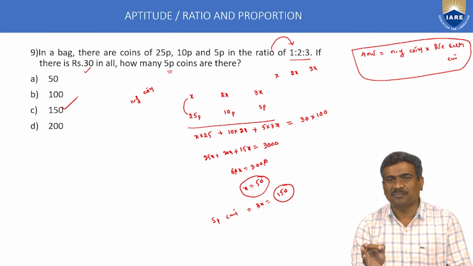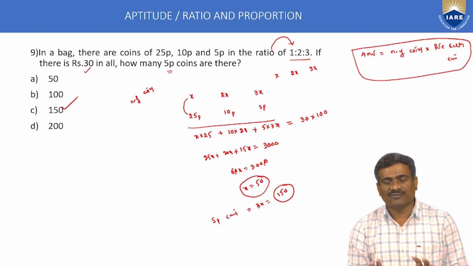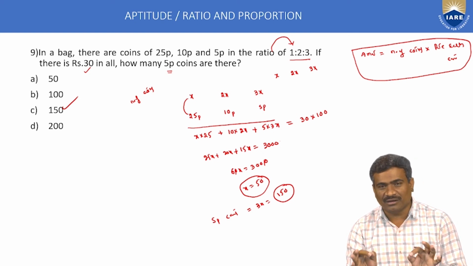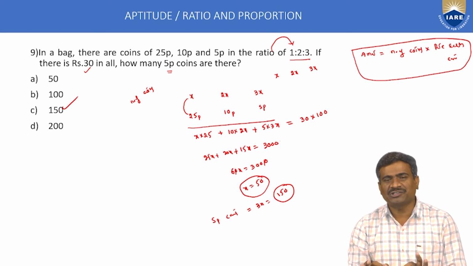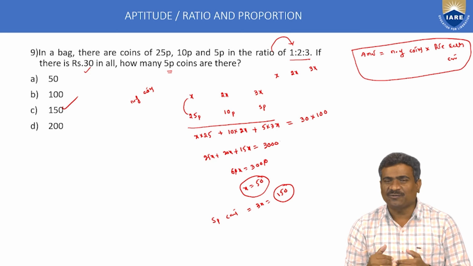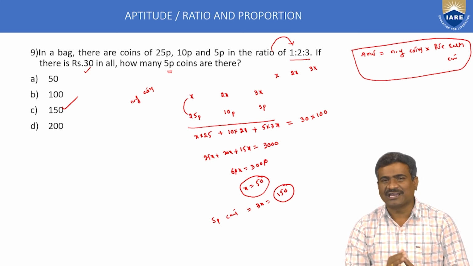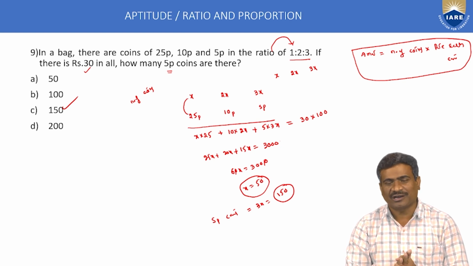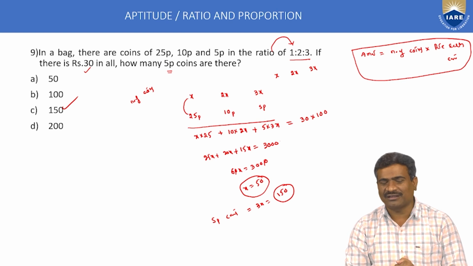Either calculate paisa or calculate number of coins. Number of coins is nothing but denomination. Denomination indicates number of coins. Always consider only one variable. Next formula: amount is equal to number of coins into rate for each coin. This is about the 9th example method.